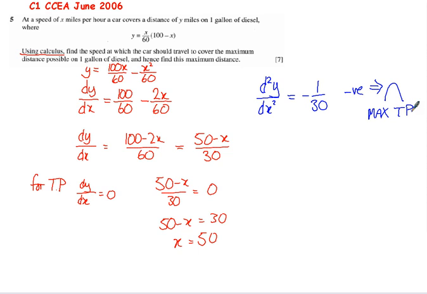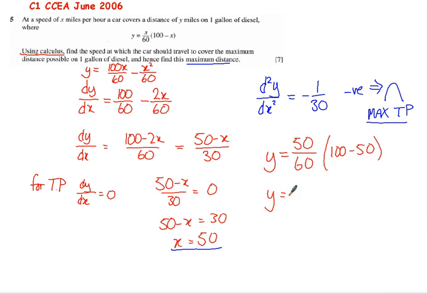Okay, so we found the speed at which our turning point's at, and we've shown that it is a maximum turning point. And now what we need to do is find the maximum distance. We need to answer this question, find the maximum distance. Well, maximum distance will be the distance, which is y, whenever x is 50. So 50 over 60 upon 100 minus 50.